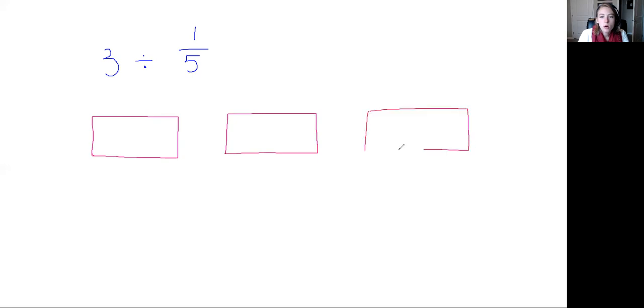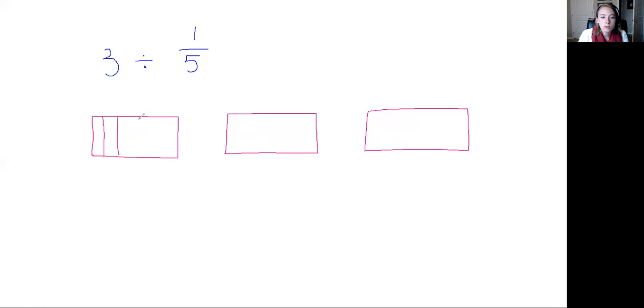So here are my wholes. I have 3 wholes, but I need to figure out how many 1/5 units are in 3. So I'm going to split each unit into 5 equal pieces to see how many 1/5s are in there. I'm going to try to do it as accurately as possible.